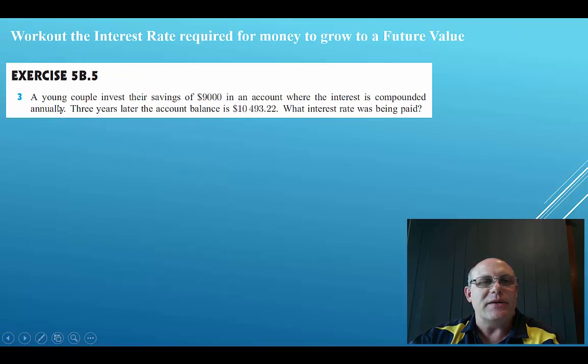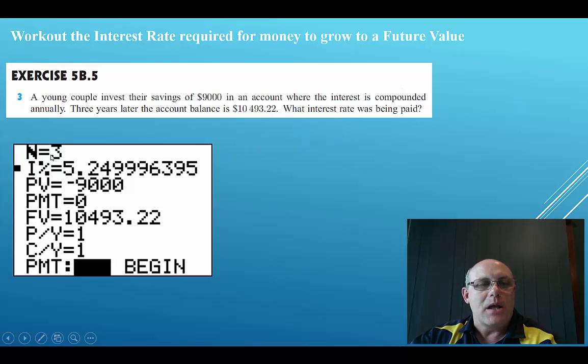All right, the last one I'm going to be doing today is looking at working out the interest rate required for money to grow. All right, so a young couple invest $9,000 in an account where the interest is compounded annually. 3 years later, the account is worth that much. What interest rate have they been paid?